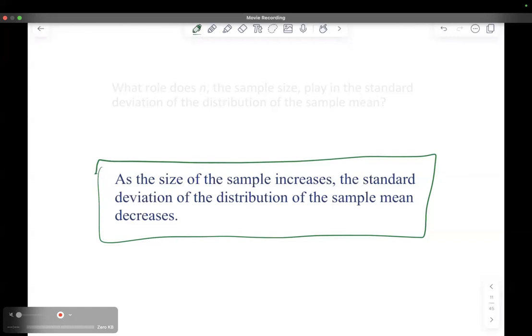So you might want to write this down. I'll give you a moment to write it down. We will be coming up on math here pretty soon. As the sample size increases, the standard deviation will decrease.